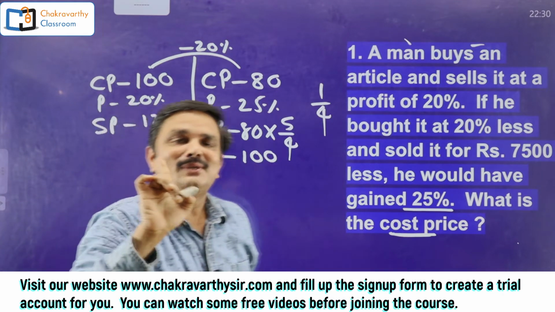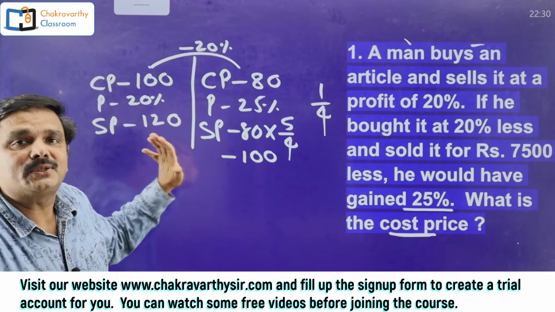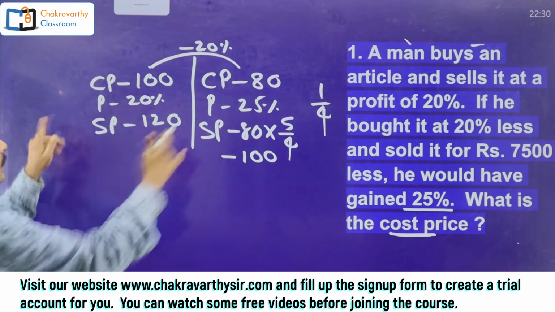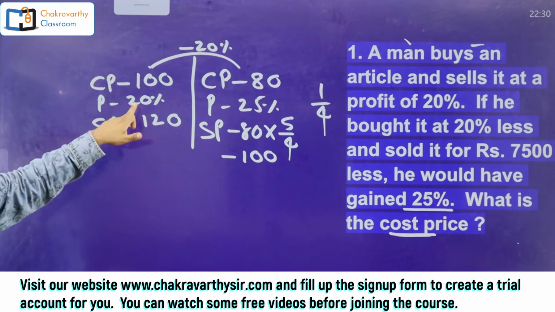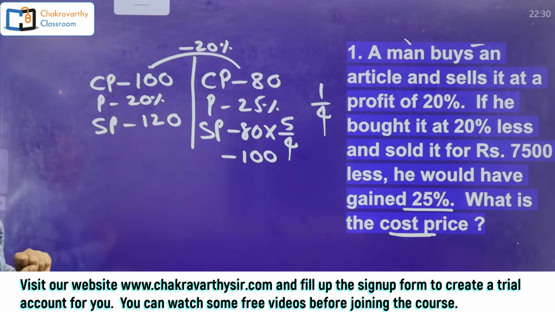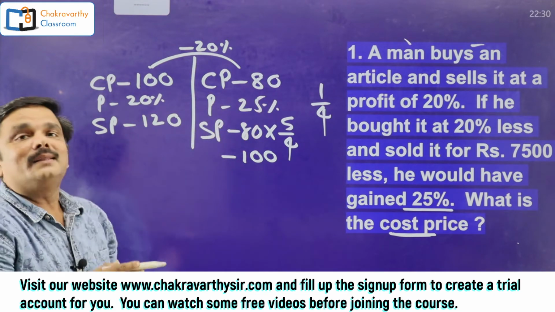Up to this extent, simple. So every time this type of question must be started in this way. Take two parts here. First, cost price 100, my imaginary figure, and 20% is the profit. This is one selling price. And the cost price 20% less is 80, profit is this one, this is the other selling price.